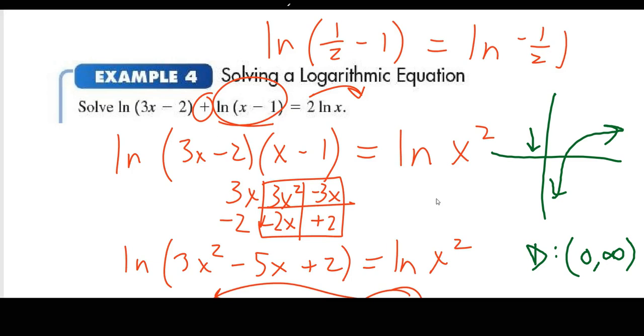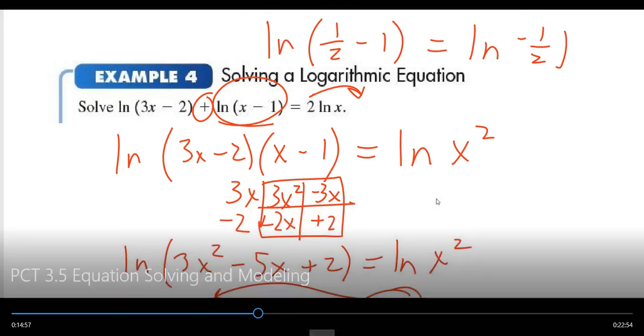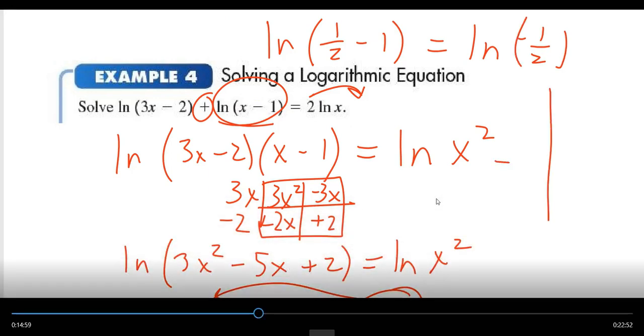So yeah, that's a problem. So that 1/2 is not going to be a good solution for this, because it creates a problem with that natural log function.